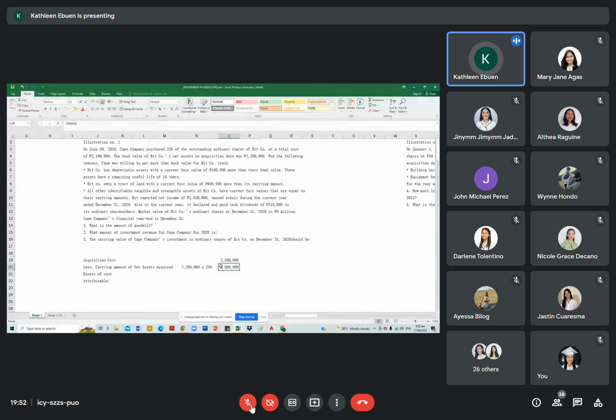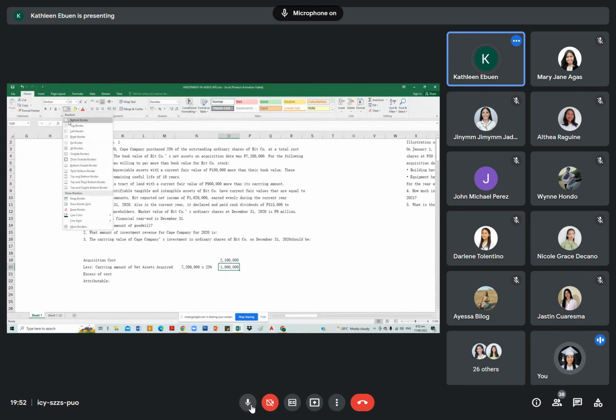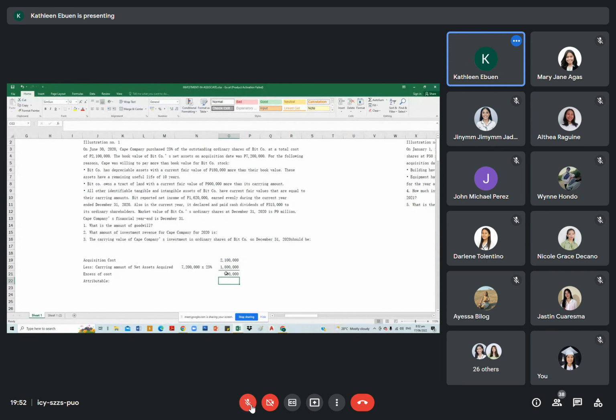So, meron tayong excess of cost for how much? 300,000. Okay, so mas mataas si cost, mas malaki yung binayad natin kesa dun sa net asset ng binibili natin. So, itong 300,000 class, attributable daw ito sa undervalued assets. So, hanapin muna natin kung meron tayong undervalued assets.